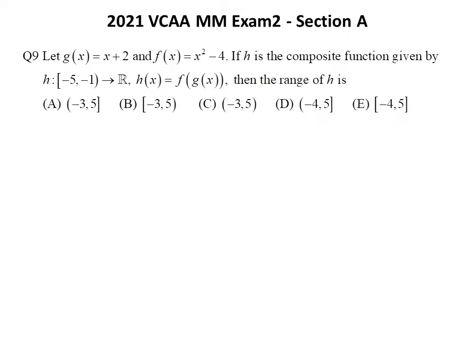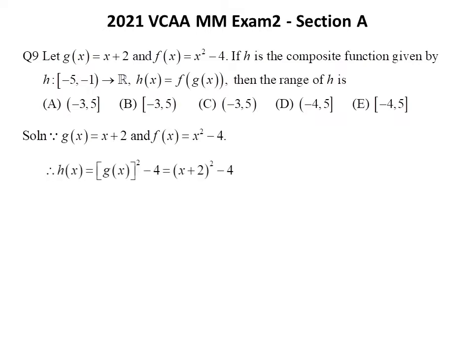As can be seen on the screen, question 9 gives g of x equals x plus 2 and f of x equals x squared minus 4. If h of x equals f of g of x with a domain of semi-closed interval from -5 to 1, including the point -5, the question is to find the range of h of x according to the rules of g of x and f of x.